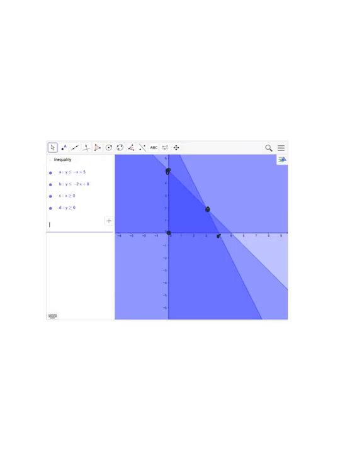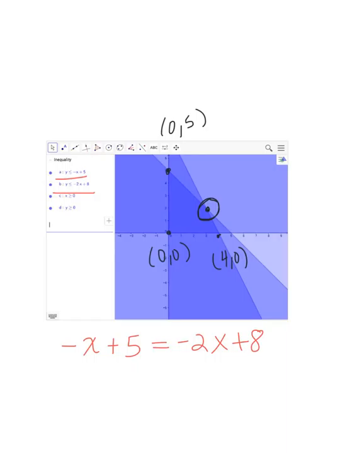Some of those points are easy to see. So I can see I've got the point 0, 5, I've got the point 0, 0, I've got the point 4, 0. The one that I'm going to have to figure out is this point here, and I've got to determine where those two lines intersect. Again, if I have a graphing calculator, I can do that by tracing it and figuring out the point of intersection, but we can certainly also do that by hand. The two inequalities that we're trying to figure out where they intersect are the first two. So let's set them equal to each other and figure out where they intersect. So we're going to set negative x plus 5 equal to negative 2x plus 8.